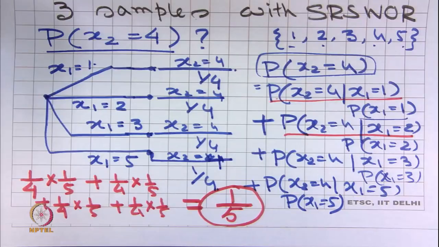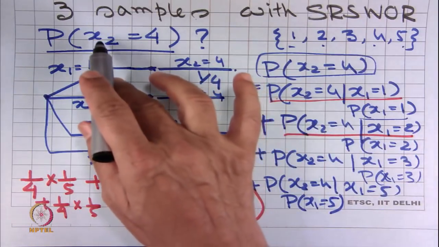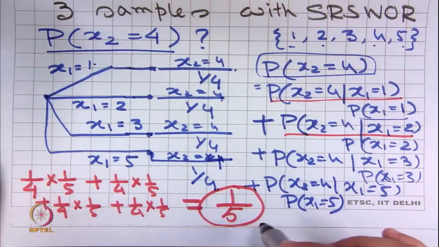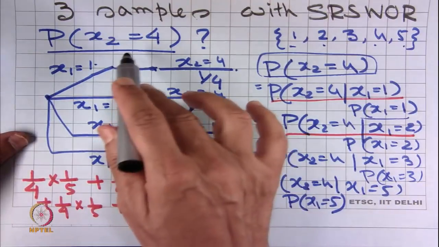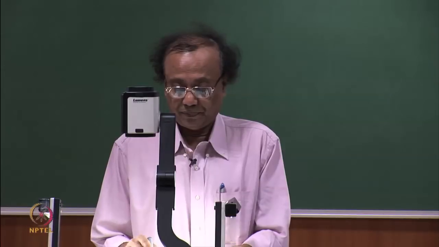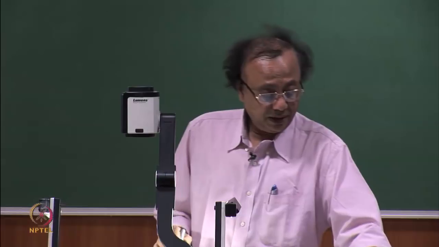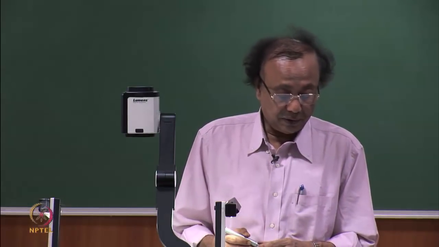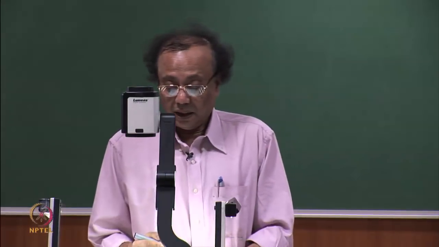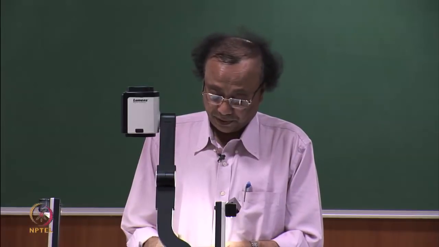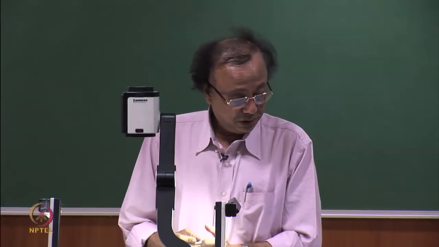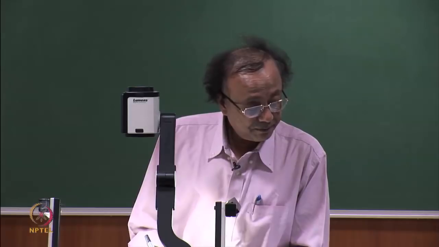Therefore, I have shown that the probability the second sample is equal to 4 is 1 by 5, which is the same as the probability the first sample is equal to 4. In a similar way, we can show it for other values of the sample. Now, let me go to a slightly more difficult thing.